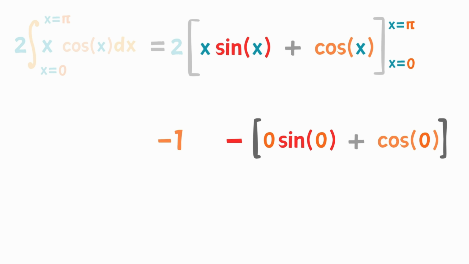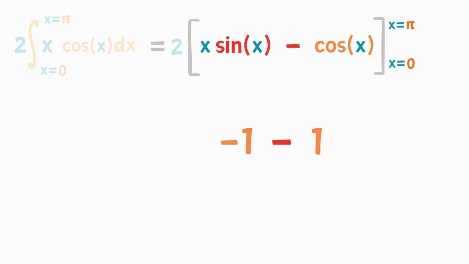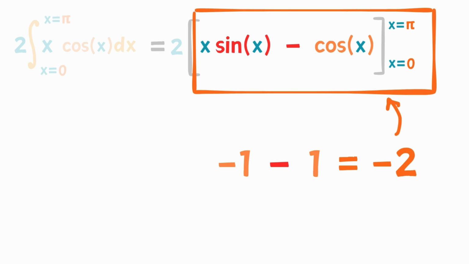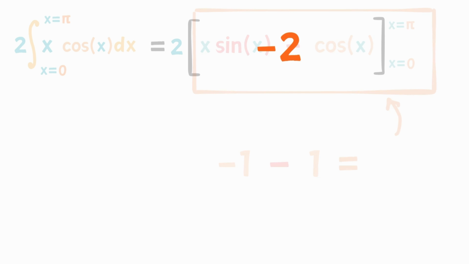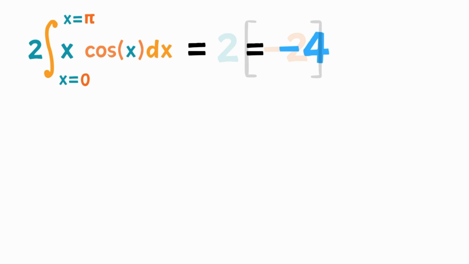Okay, what about when x equals 0? Right off the bat, we know that 0 times anything is 0, and for cosine of 0, we can check the unit circle again, and we see that cosine of 0 is 1. So this produces -1 minus 1, which is -2. We just evaluated this part right here. And in the midst of all that's going on, we can't forget to multiply by the constant, 2. 2 times -2 is -4.